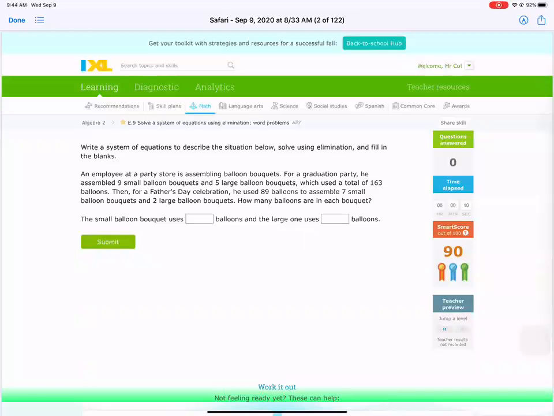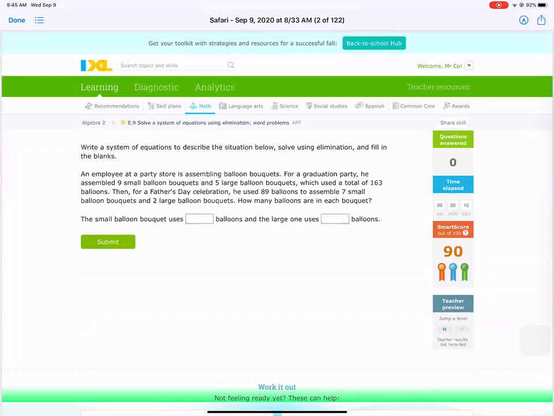So here's another word problem, but this time it's going to be focused on elimination. So I'm going to focus on just writing the setup, and then it's just like solving any other elimination problem. An employee at a party store is assembling balloon bouquets. For a graduation party, he assembles 9 small balloons.